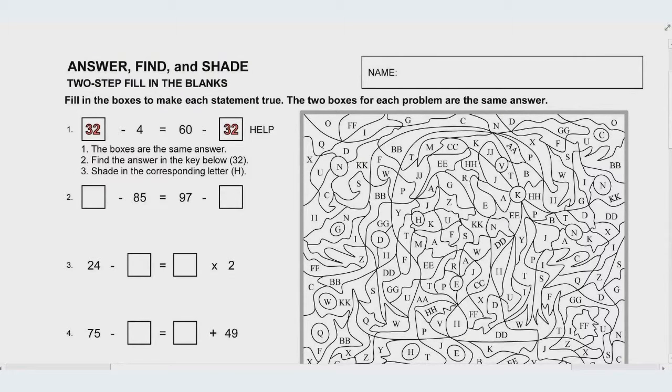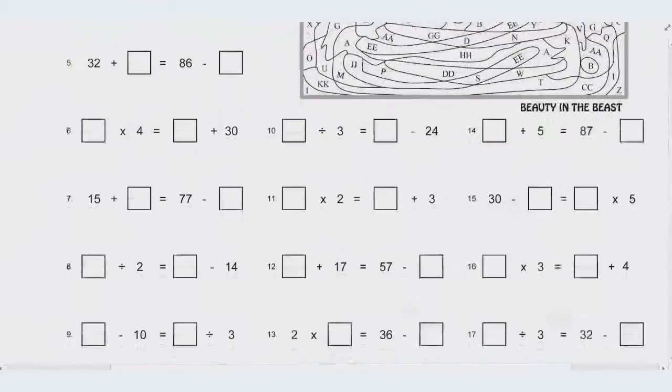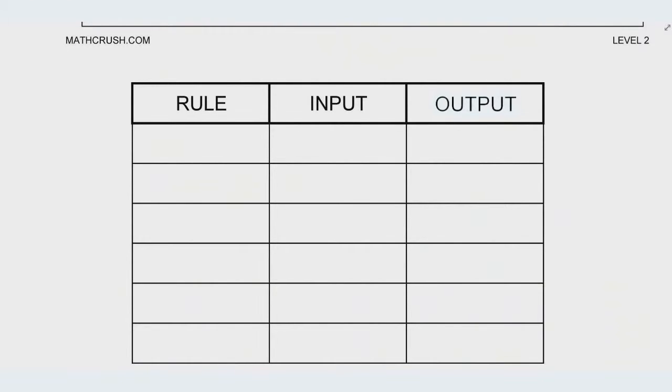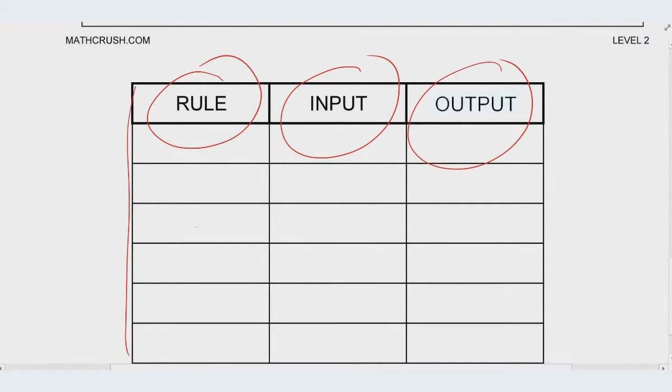And to help us do this, I want to create an input-output chart. So grab a piece of paper and follow me down here to the bottom of the page. And on your piece of paper, I want you to create a chart that looks like this. I want you to have a column for rule, a column for input, and a column for output. And you see how we separated them into separate columns with the lines?